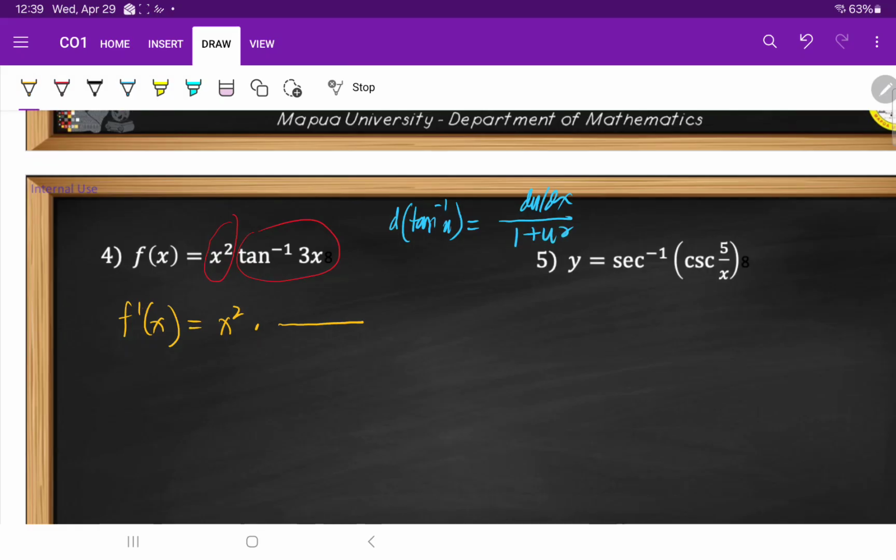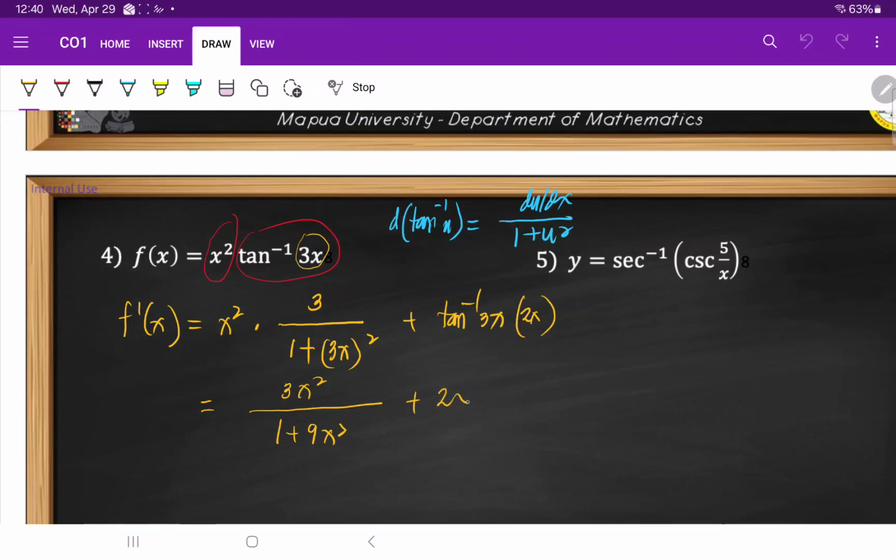So, we'll have the derivative of arctangent of 3x. This is your u. So, you have here 3 over 1 plus 3x squared. Plus, we copy arctangent 3x times the derivative of x squared, which is 2x. So, this is now equal to 3x squared over 1 plus 9x squared plus 2x times arctangent of 3x. You could not multiply 2x and 3x.